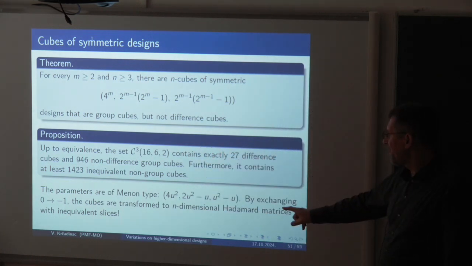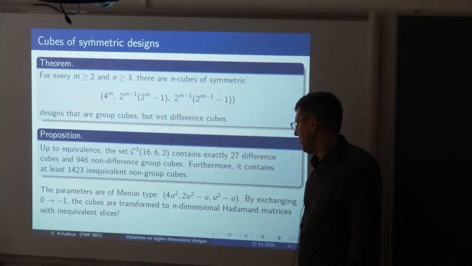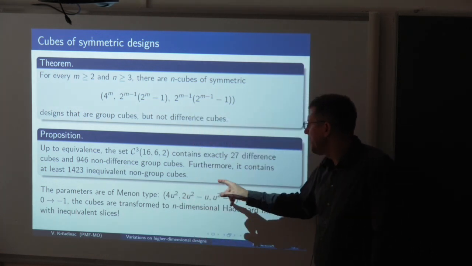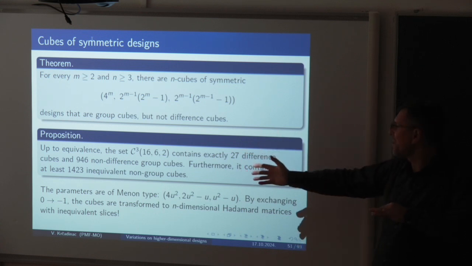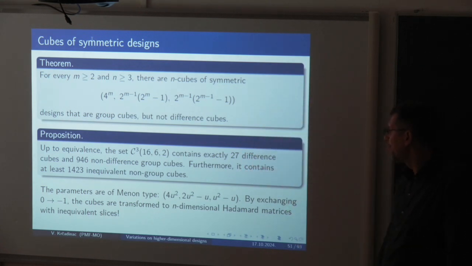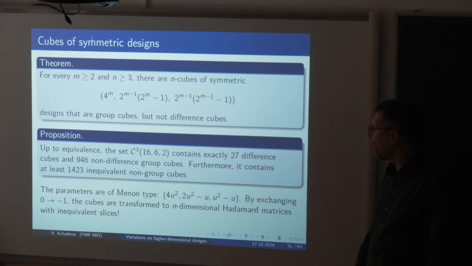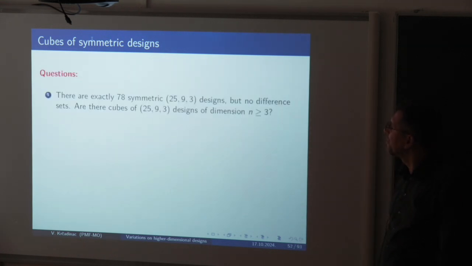These parameters are so-called Menon type symmetric designs, which means that they can be transformed to Hadamard matrices. And if you do it for these examples I showed you, you are going to get n-dimensional Hadamard matrices with inequivalent slices, which is up to now, as far as we know, no other construction can do. So this one gives you such examples.